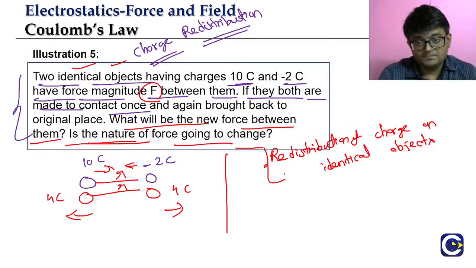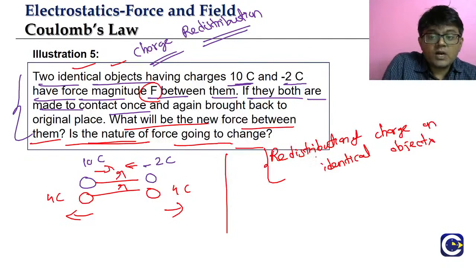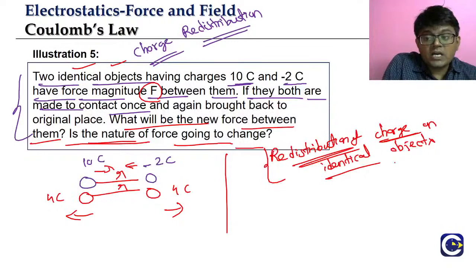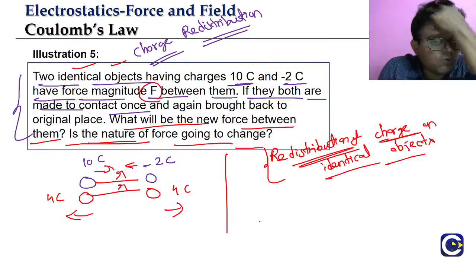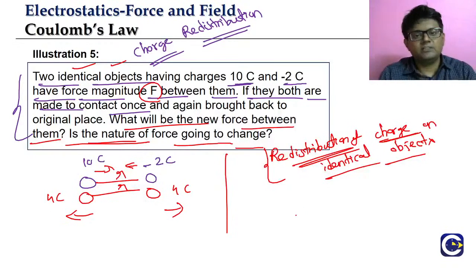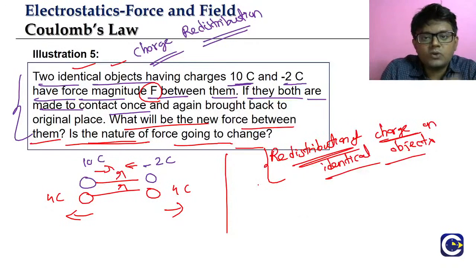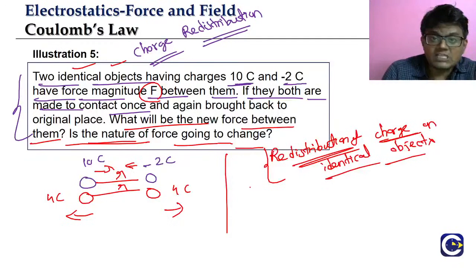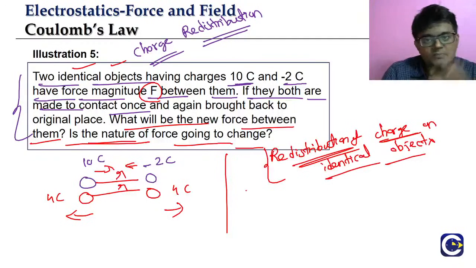That is very important. Okay, look, this is redistribution of the charge on identical objects. There is one more concept, redistribution of the charge on different objects. We will discuss that when we discuss electrostatic potential, then we will talk about redistribution of the charge on different objects. But here it is redistribution of the charge on identical objects.